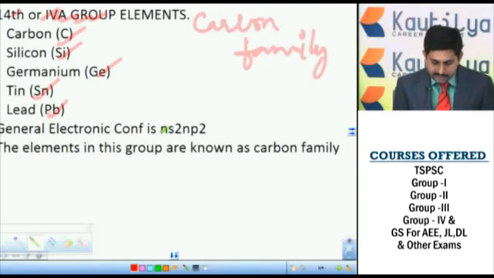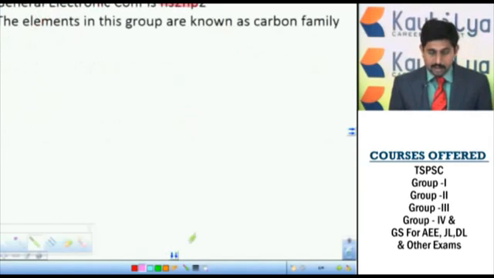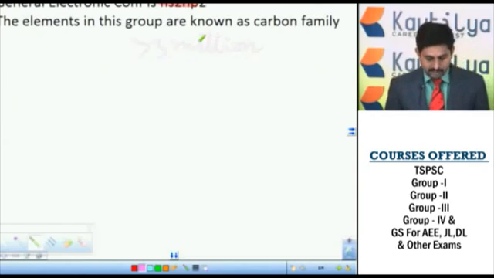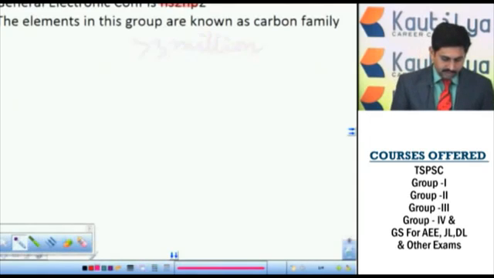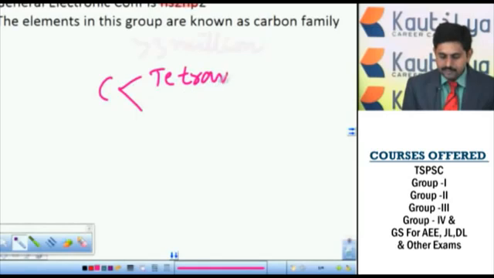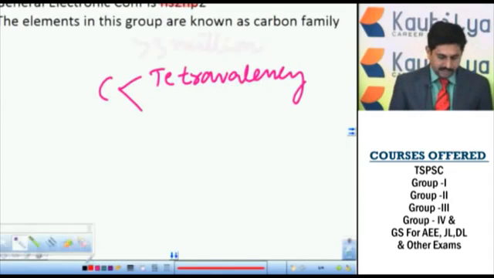Some of the peculiar properties of the elements in this group: I told you in organic chemistry the best peculiar property of the carbon family, that carbon forms more than 3 million carbon compounds. What is the reason for the formation of more than 3 million compounds in the case of carbon? I told you one reason is tetravalency, that is the combining capacity of 4 with other elements or the same element.